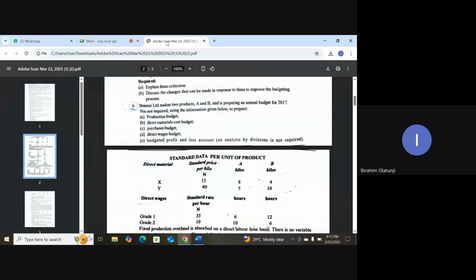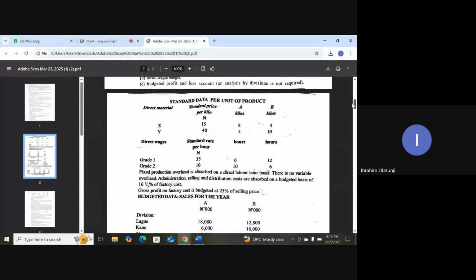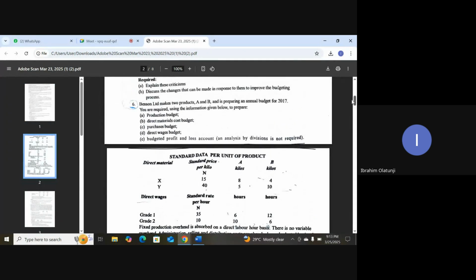So today we want to look at some questions. We said we should start from question number 6. I think we did question 1 last class, and I said let's start with the application.